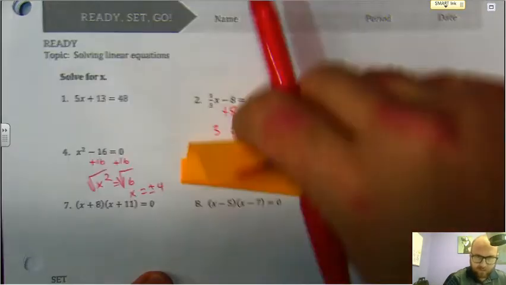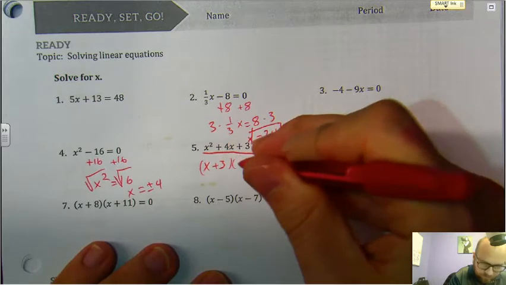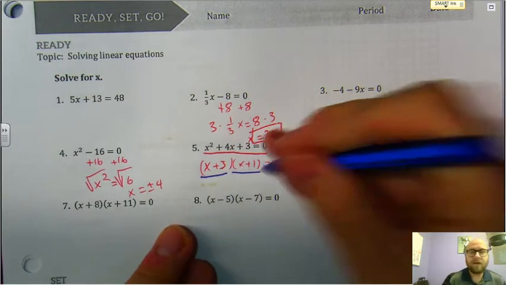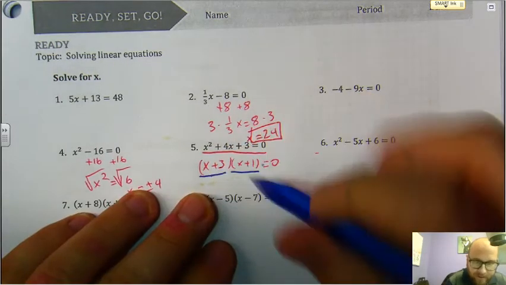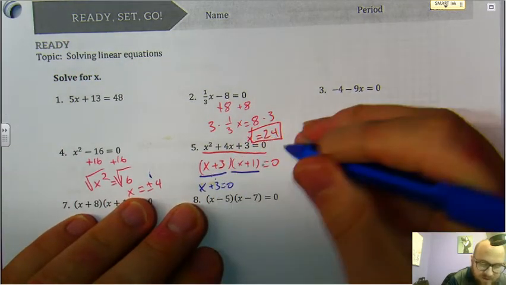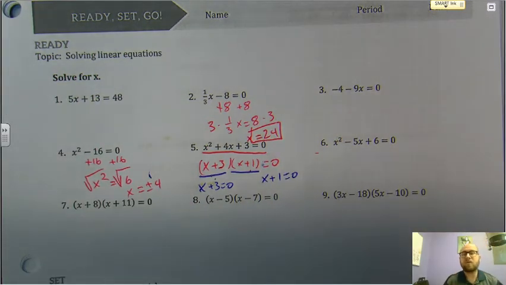So this and this are the same thing. So what does that mean? Well, let's look at our equation. If we have x plus 3, x plus 1 equals 0, look at what's going on here. These are two numbers being multiplied together. And if two numbers are being multiplied together, and it ends up equaling 0, that means either this one, x plus 3 equals 0, or this one, x plus 1 equals 0. Because if either of those equaled 0, then the whole thing would equal 0.